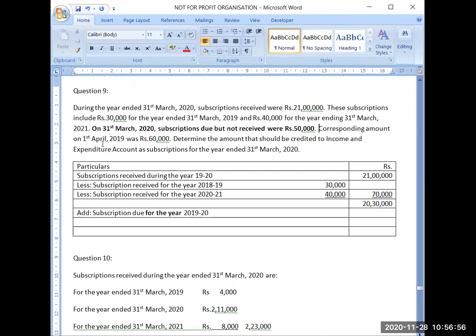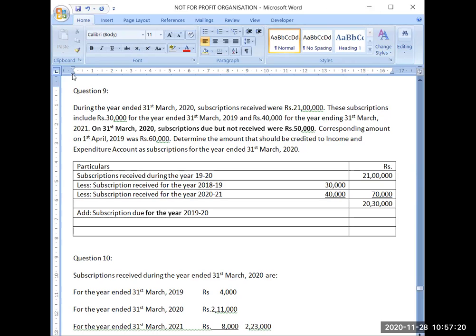Corresponding amount on 1st April 19. Now this date is there, 1st April 19. It means it is the opening date of the current year. And opening balance of the current year means that it is the closing balance of the last year. So this amount is actually outstanding of last year.